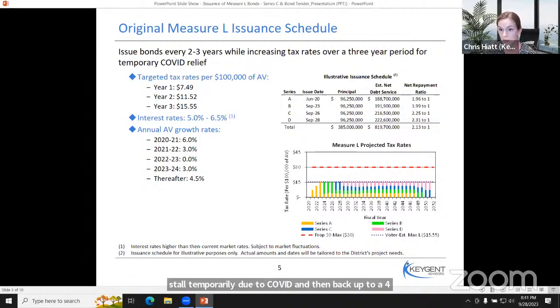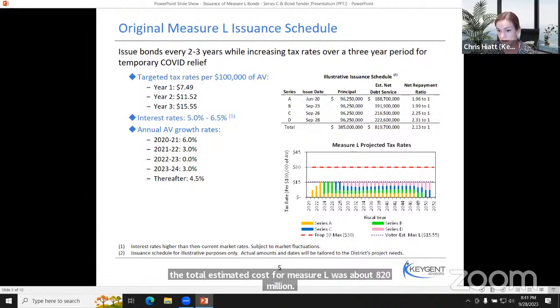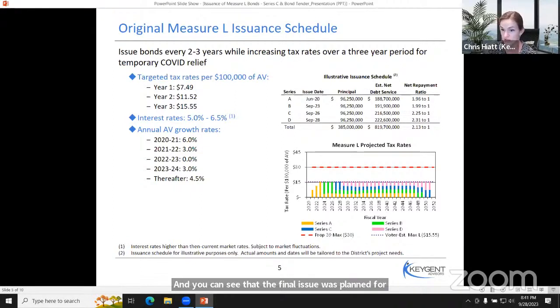On the right-hand side, with all of those assumptions, the total estimated cost for Measure L was about $820 million. And you can see that the final issuance was planned for 2028. And on the bottom right-hand side, we have projected tax rates that showed our estimated final repayment in 2051.